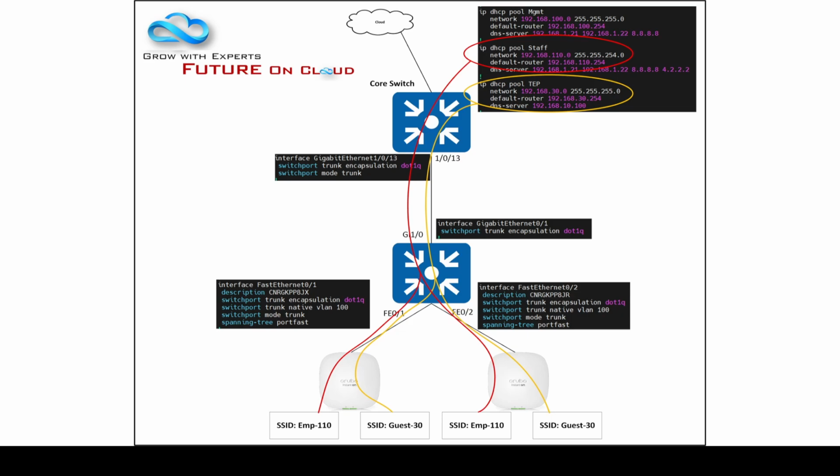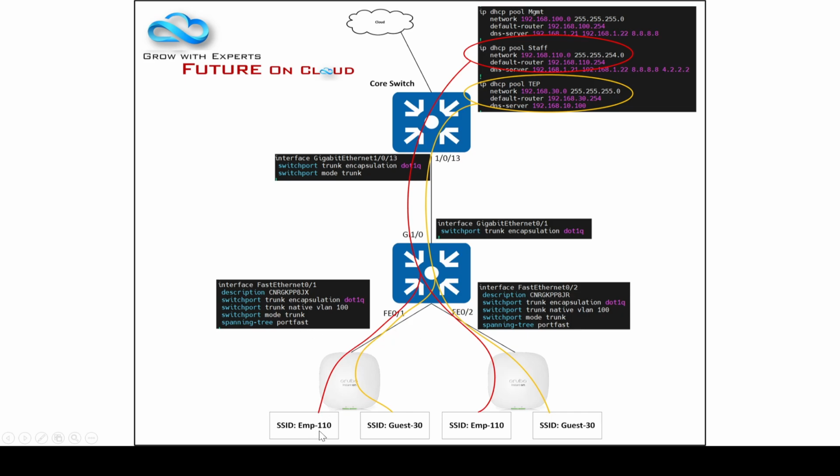I have configured VLAN 100 because VLAN 100 is configured with the management IP and the DHCP pool. So that is the reason I have configured the trunk interface with a native VLAN. Otherwise, if your default VLAN like VLAN 1 is configured with the DHCP IP, you don't need to configure this native VLAN command. And then spanning tree port fast, although it is not recommended on trunk interfaces, but just to speed up the convergence time, I have applied this command.